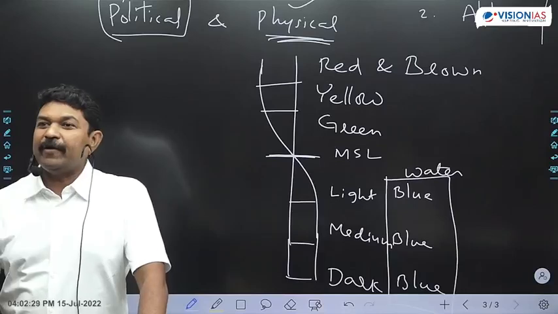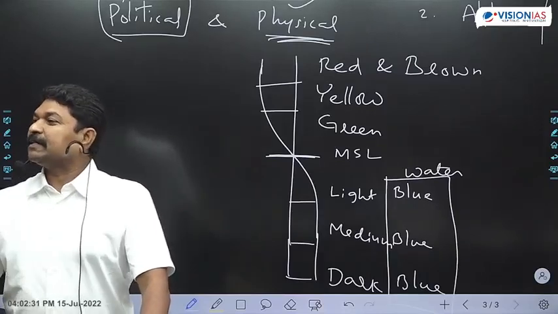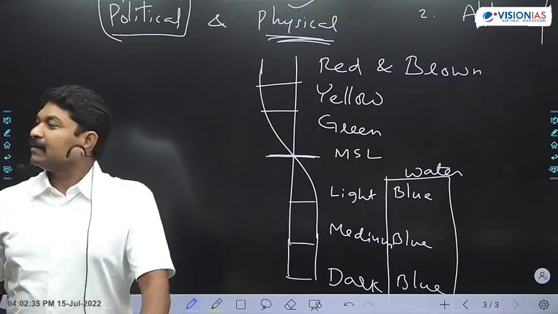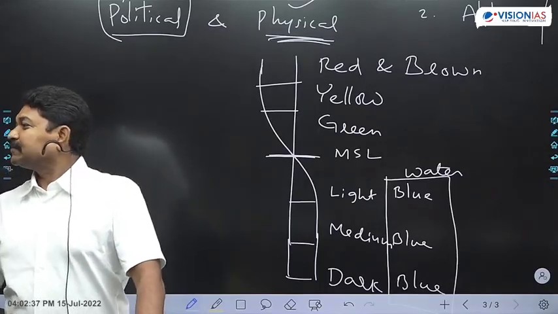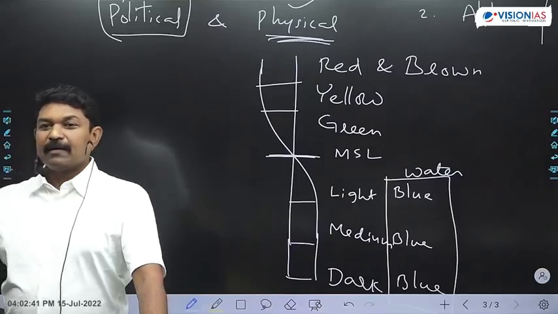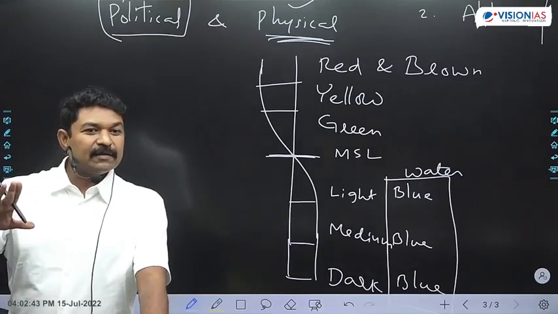Now identify where do you find Himalayas. What is the color? Identify Aravalis. What is the color? Identify Western Ghats. Identify Eastern Ghats.